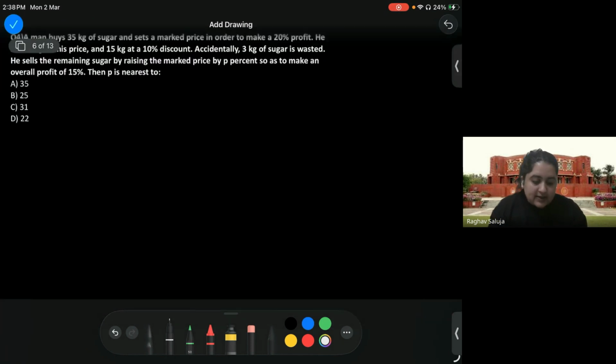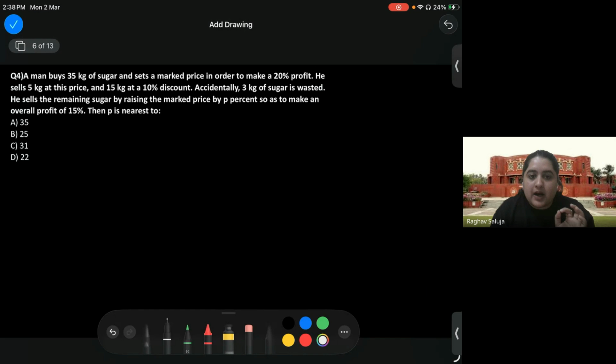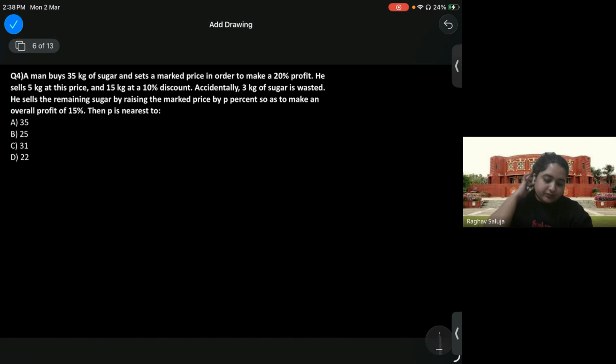A man buys 35 kg of sugar and sets a mark price in order to make a 20% profit. He sells 5 kg at this price, 15 kg at this price. 3 kg of sugar is wasted. The remaining sugar is sold at another price by marking the marked up price by P% more.